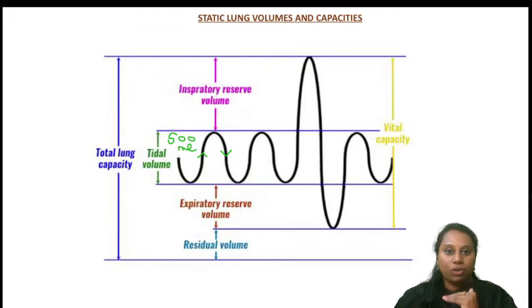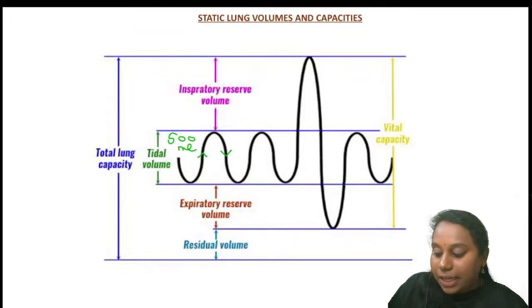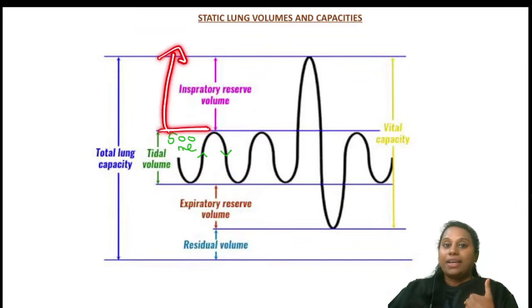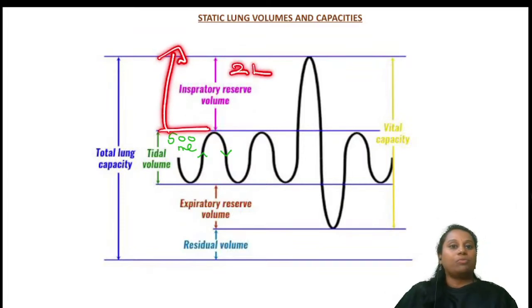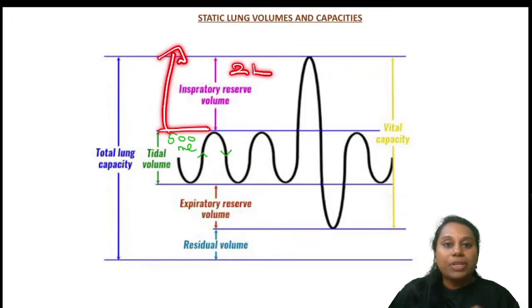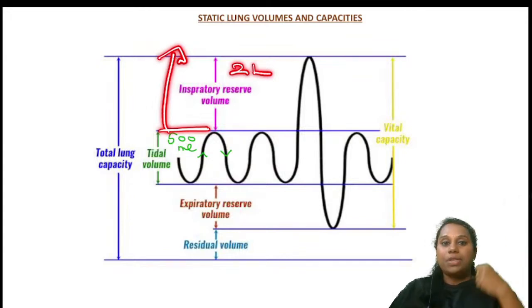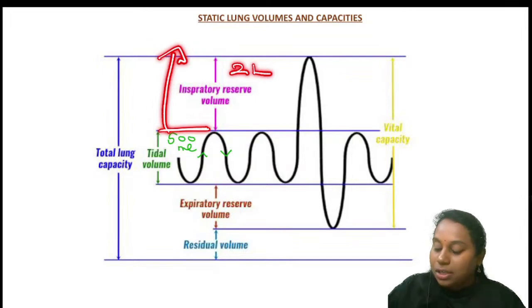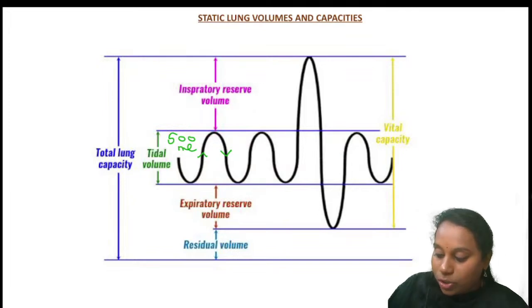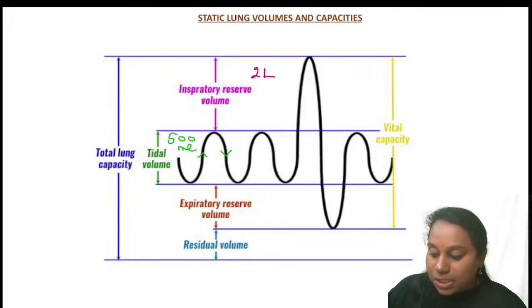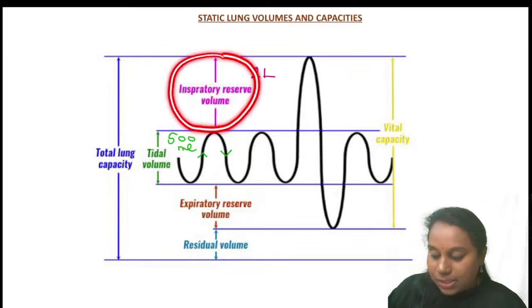Now let's do inspiratory reserve volume. At the end of tidal volume, you've taken 500 ml. Now take a deep inspiration. If you breathe in like that, around 2 liters of air moves inside. This is called inspiratory reserve volume. What is the definition? At the end of tidal volume inspiration, by a deep inspiration, how much air are you able to inspire? That is called inspiratory reserve volume. It comes up to 2 liters. This pink part of the curve is 2 liters.